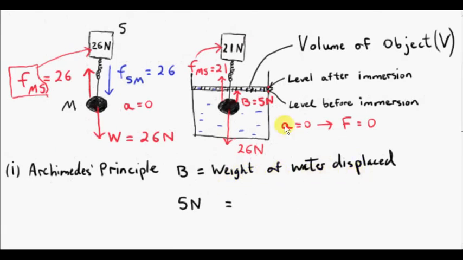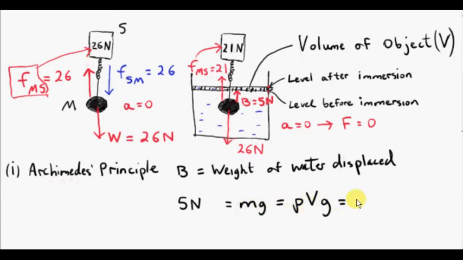Okay, so what's the weight of the water displaced? Well, it's the mass of the water displaced, which we will call m, times g. But what is the mass of the water displaced? Well, the mass of water is the density of the water times the volume of the water that's displaced. So m equals rho times v.